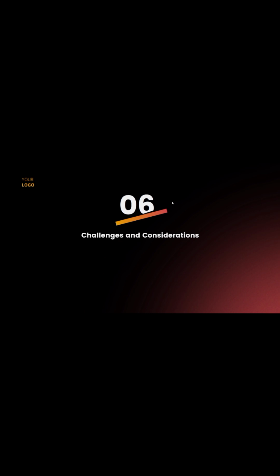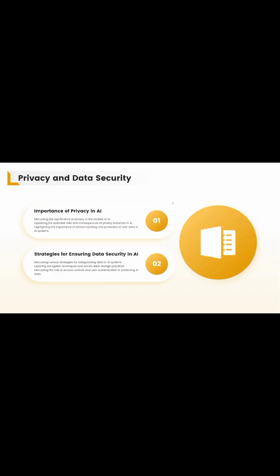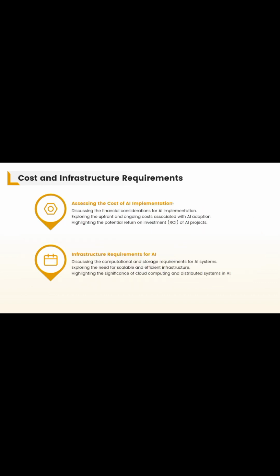Challenges and considerations. Privacy and data security is one of the challenges, like the importance of privacy in AI, which discusses the significance of privacy in the context of AI and explains the potential risks and consequences of privacy. Costs and infrastructure requirements.